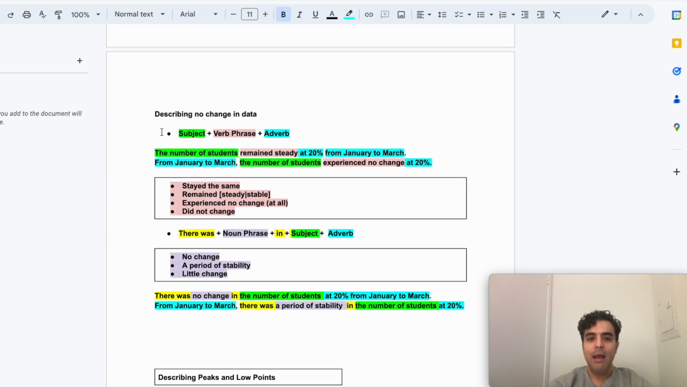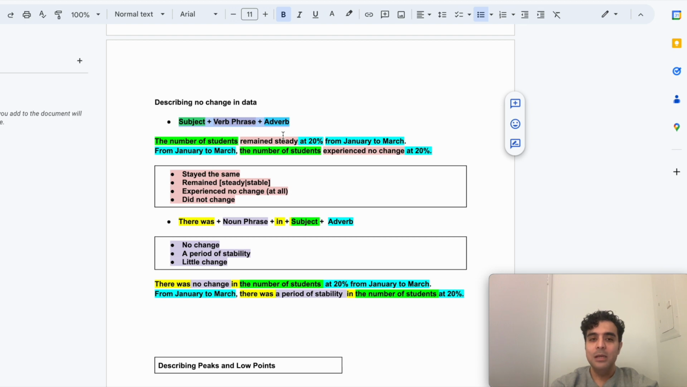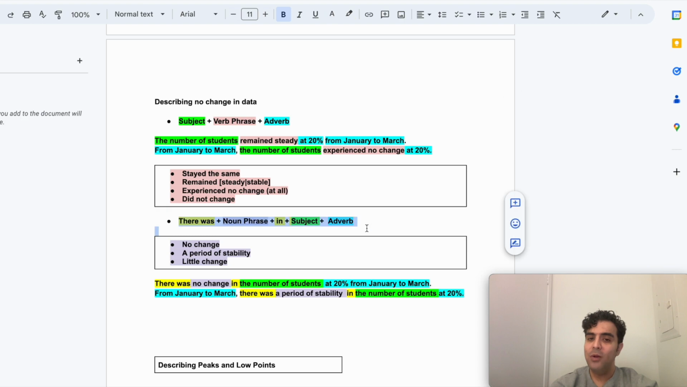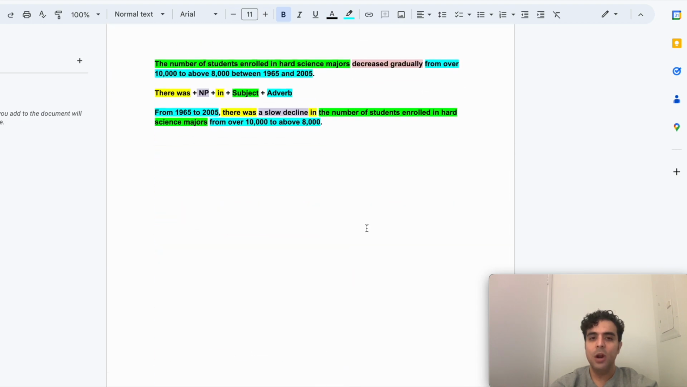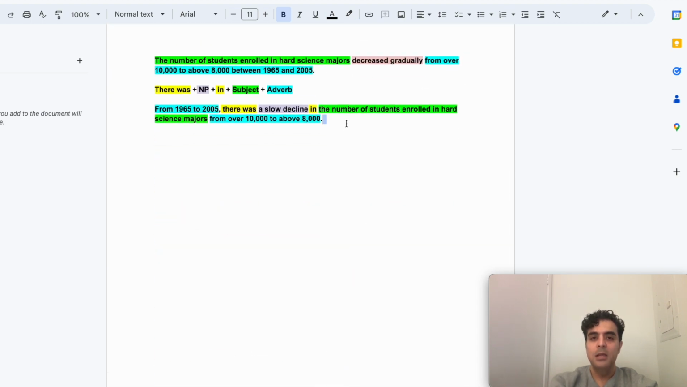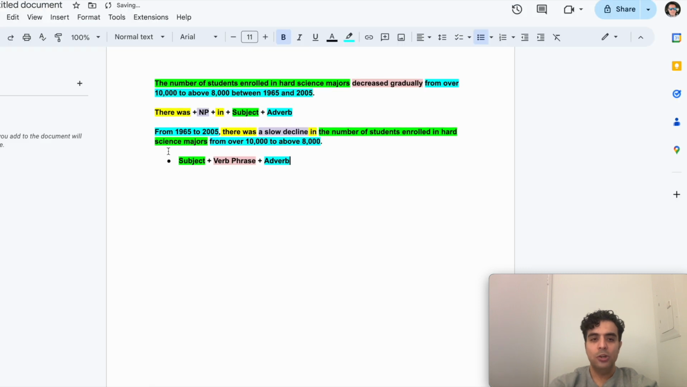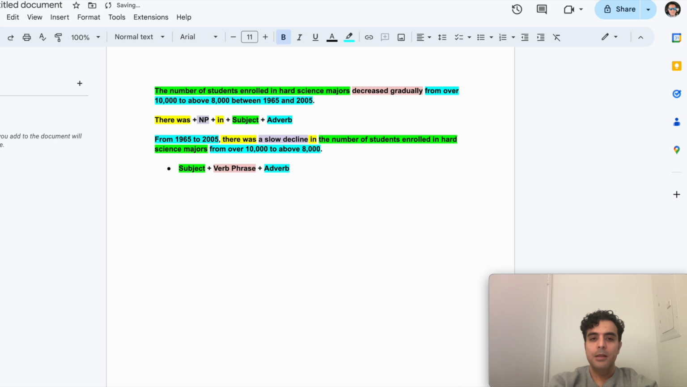Well, let's go back. We have this structure, and these were the verb phrases that we could use. So our structure is very similar. It can be very similar to the verb phrase construction that we've seen before, and it can also be similar to the noun phrase construction. It's really up to you. We'll start with the verb phrase construction, right? So here is the structure, and now we're going to describe the change, or maybe the lack of change, really.